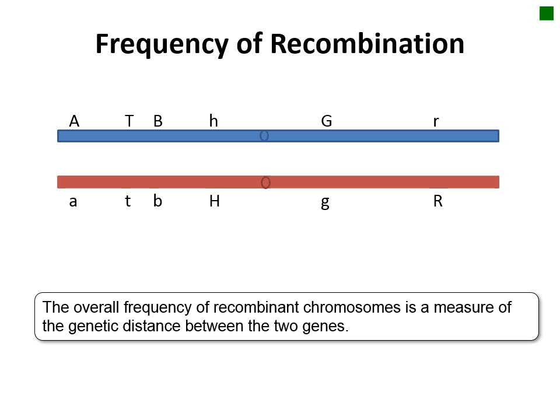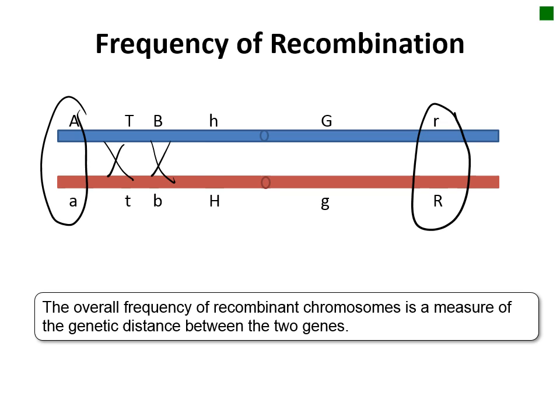Let's examine these 2 chromosomes with a variety of genes along them. Note that only 1 of the sister chromatids is shown for simplicity. For 2 genes found on the same chromosome, they may be located very far from each other, such as the A and the R genes. In this case, crossing over is likely to occur because it could occur anywhere along this chromosome and it would lead to the separation of the A and the R alleles.